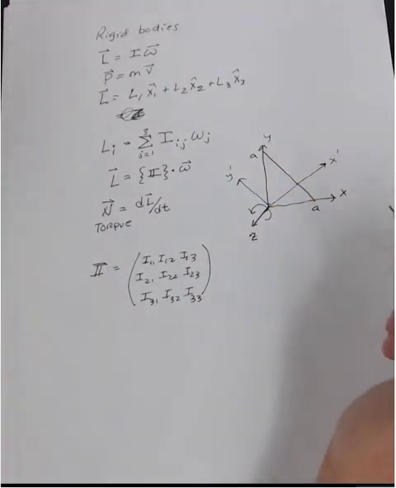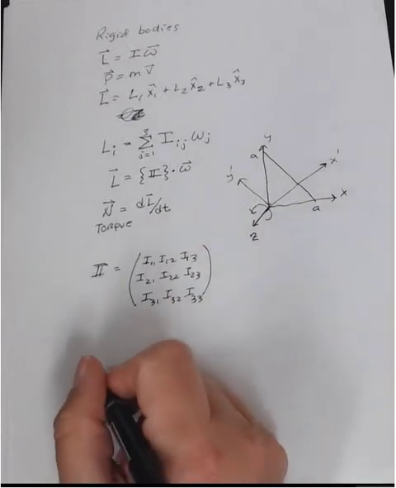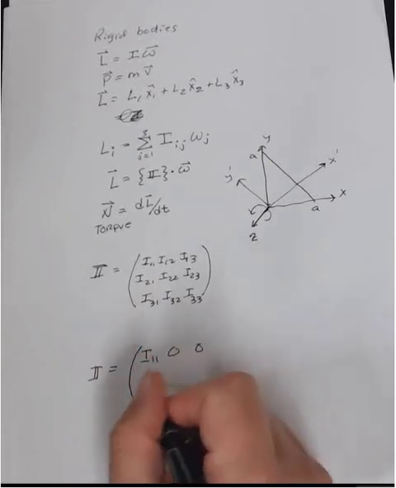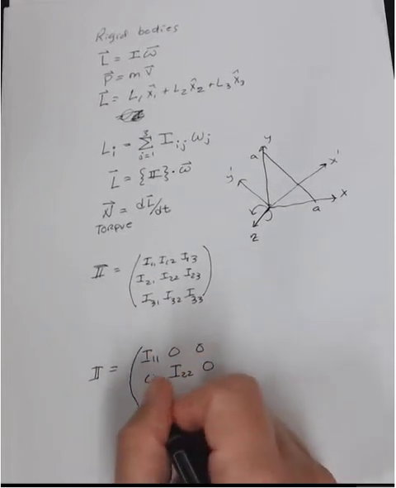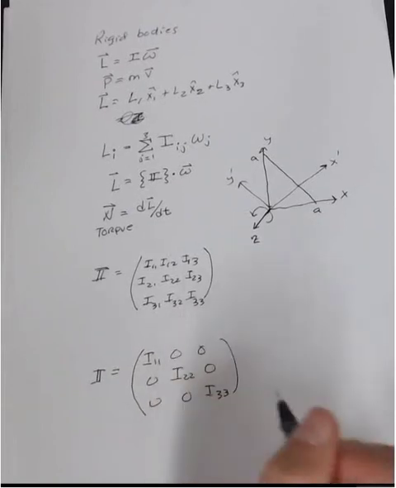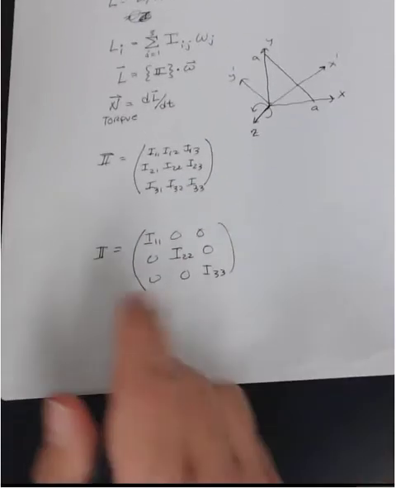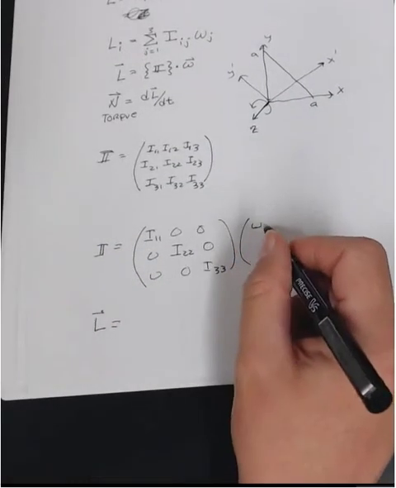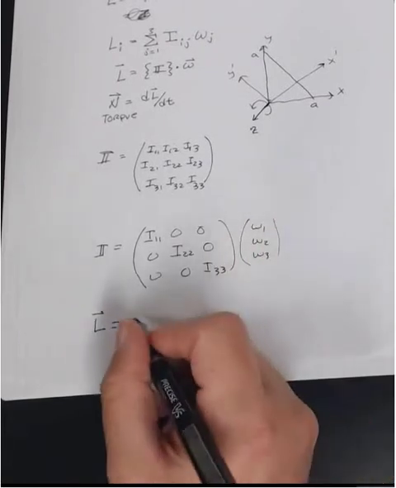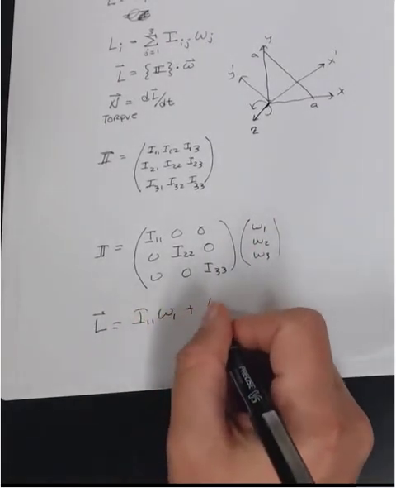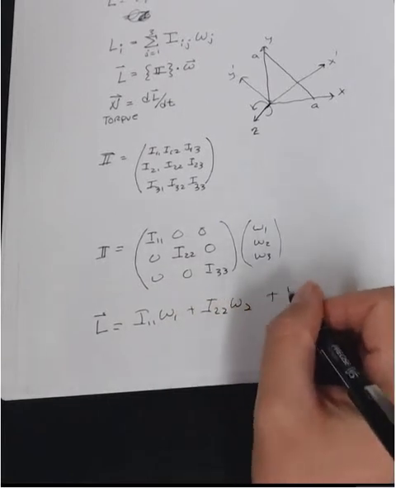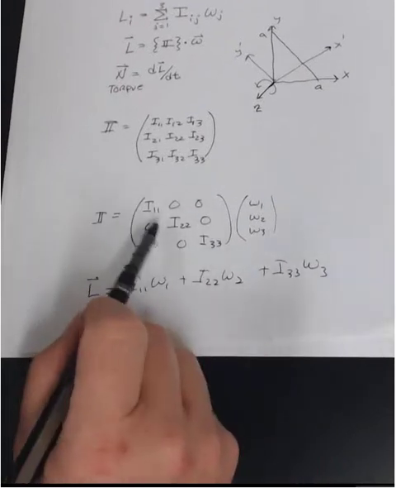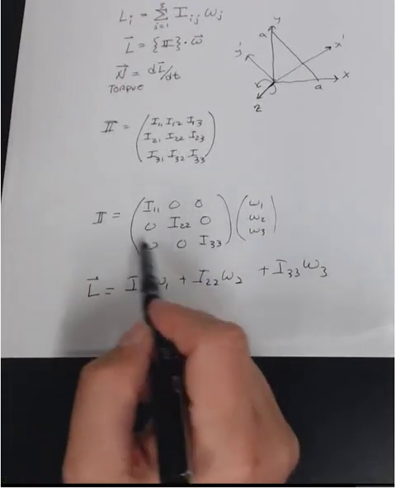So for the right choice, you could get your moment of inertia tensor to be diagonal: I11, everything else is 0, I22, I33. And if that's the case, then what will your angular momentum be? Multiply that by your omega 1, omega 2, omega 3. Well, it'll be I11 omega 1 plus I22 omega 2 plus I33 omega 3. So it simplifies.